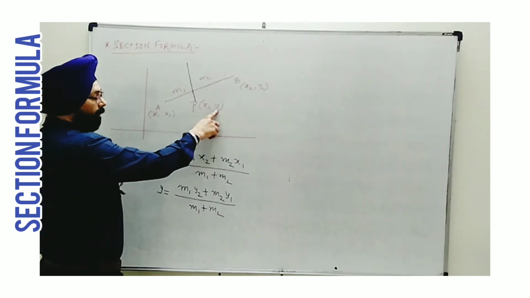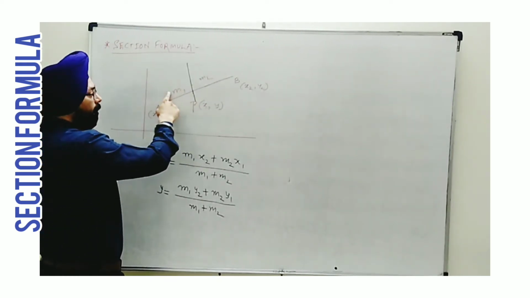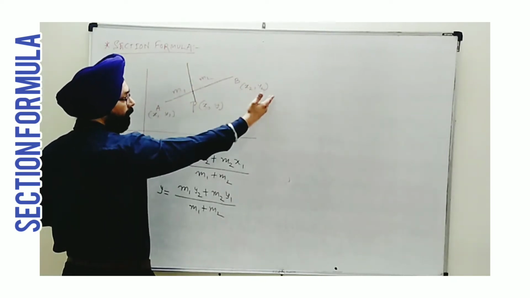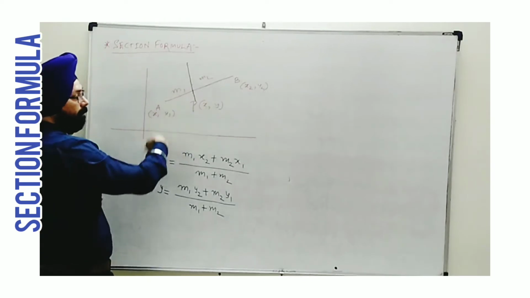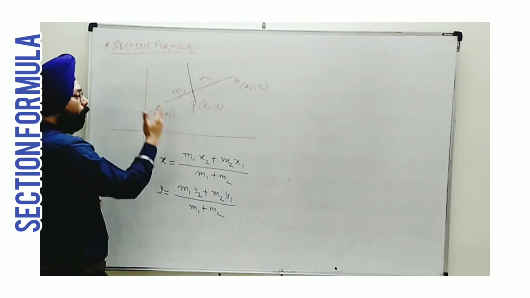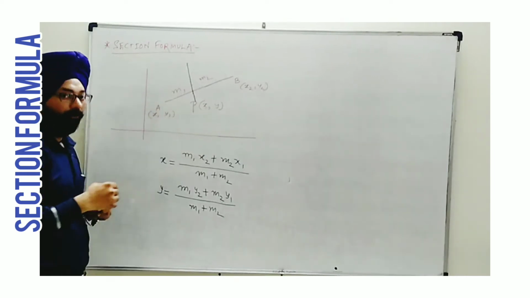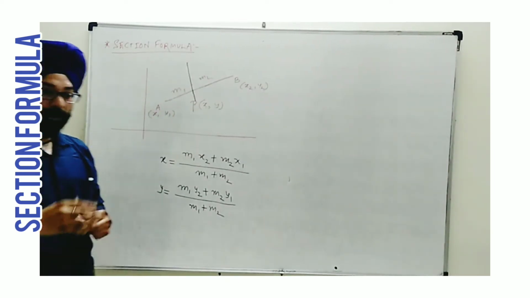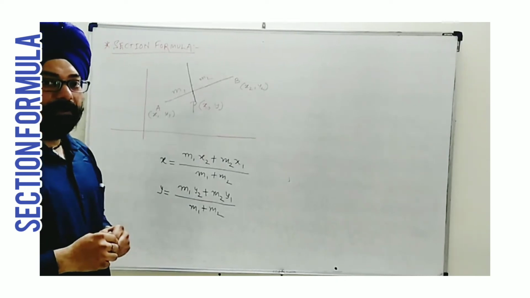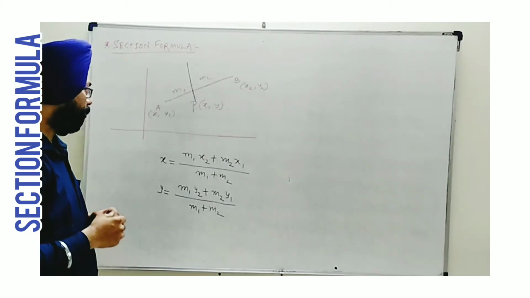When we are finding the ordinate, m1 taken from the left hand side of P will be multiplied to the ordinate of the right hand side of P, and similarly m2 taken from the right hand side of P will be multiplied to the ordinate of the left hand side of P. Okay, so this is the basic theory. Now we will think about its derivation.